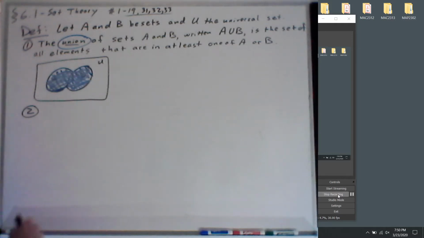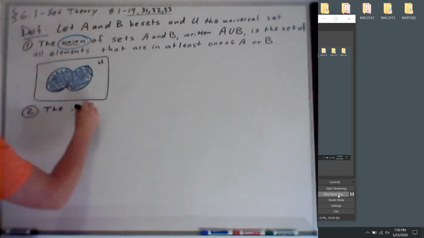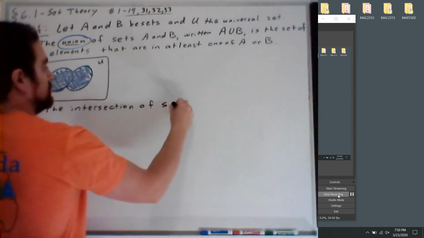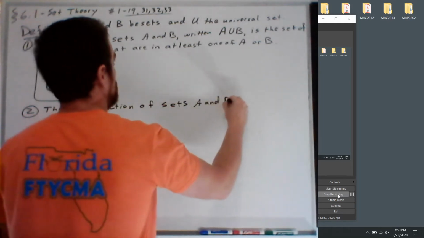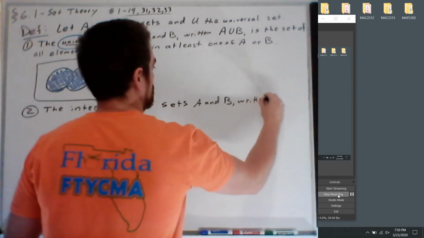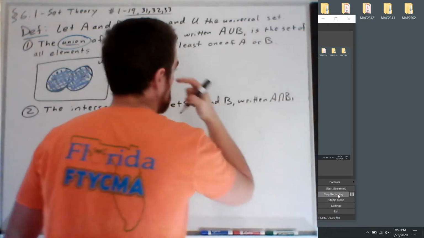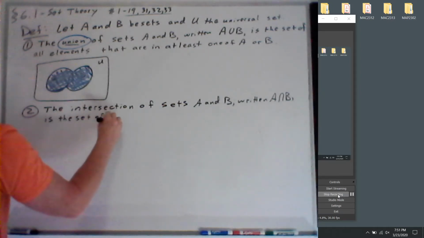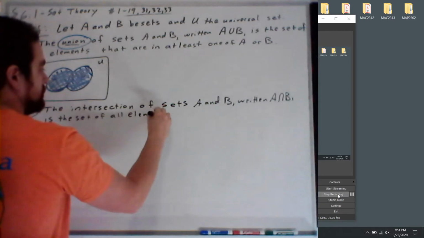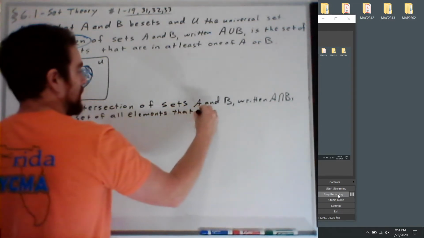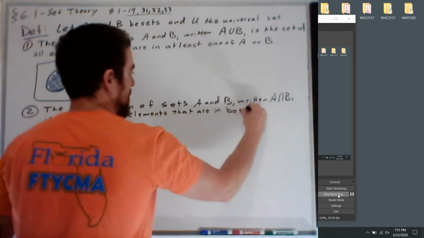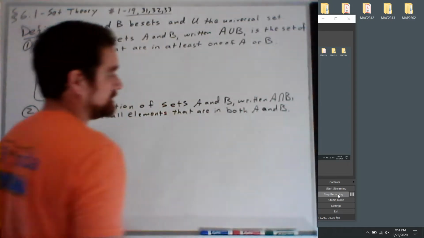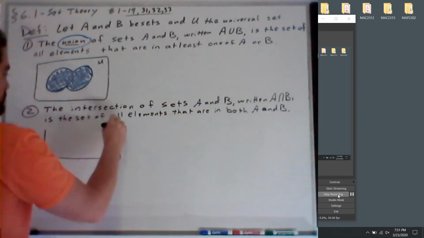Number 2, the intersection of sets A and B, written A intersect B, is the set of all elements that are in both A and B. It has to be an element that is in both of those sets. It can't be exclusive to one set or the other.